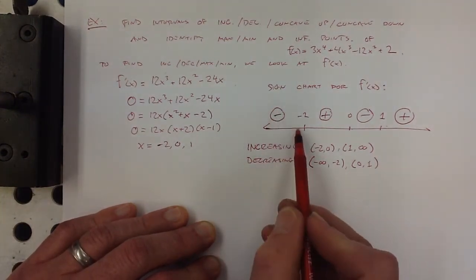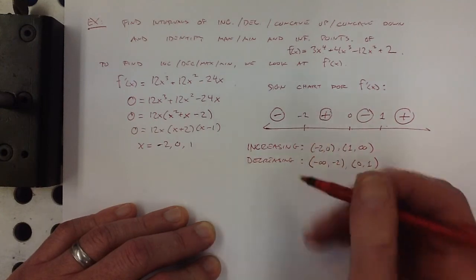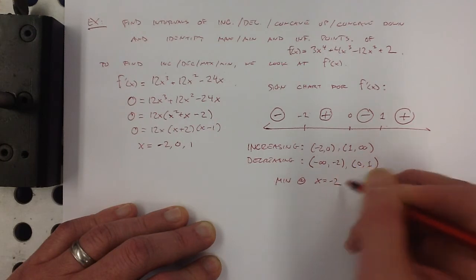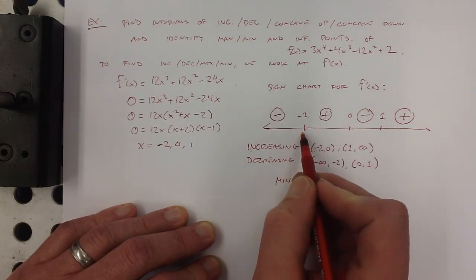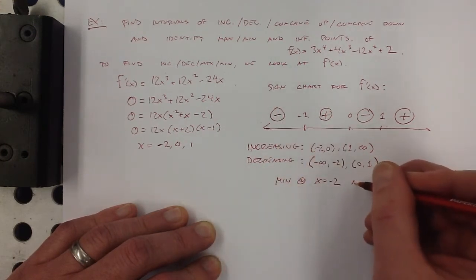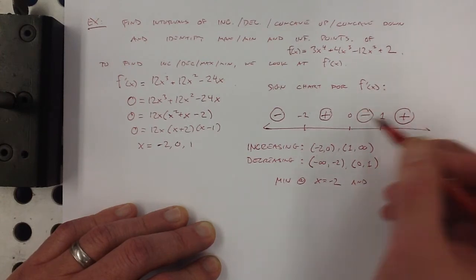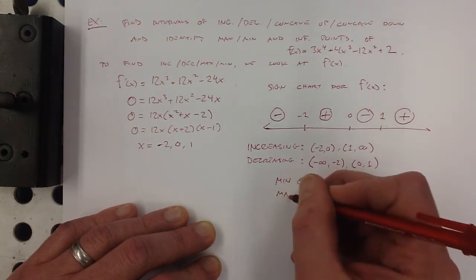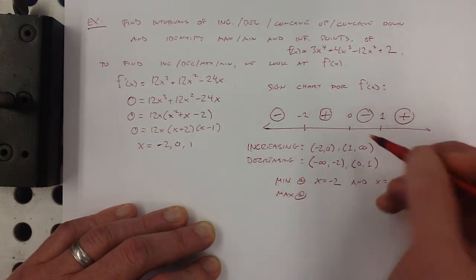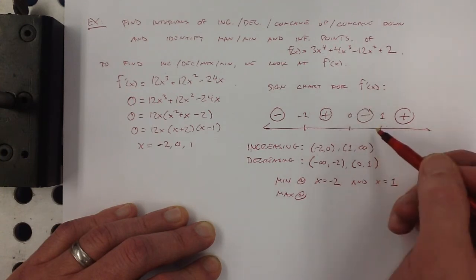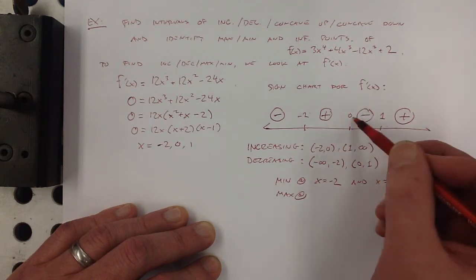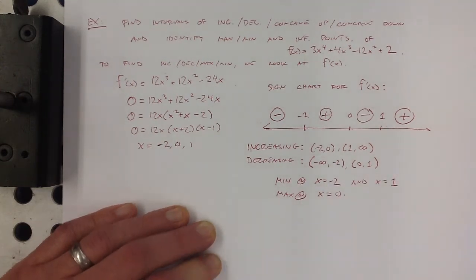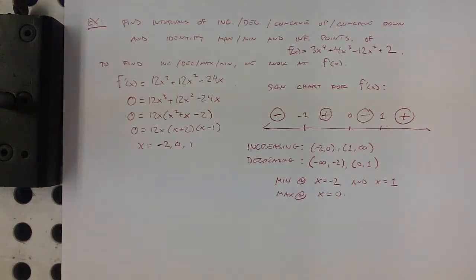Now, if it's decreasing and then increasing, then this, that's a minimum, right? Negative to positive, and negative to positive, that's also a minimum. And a maximum here, where it goes from increasing to decreasing, increasing to decreasing. All right, so that takes care of that first derivative stuff.